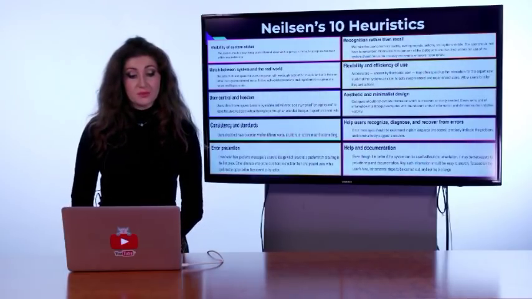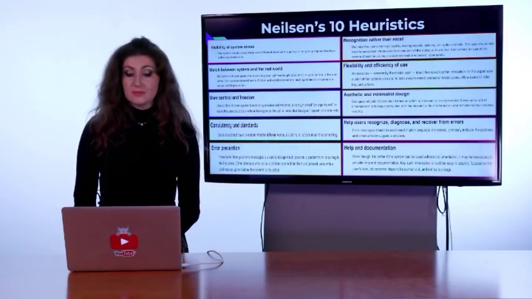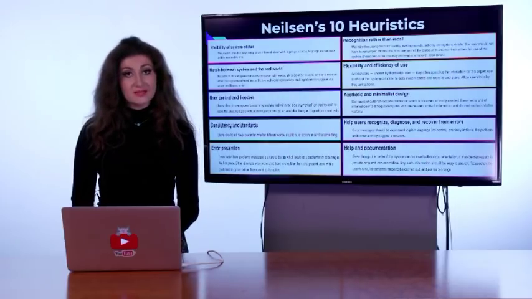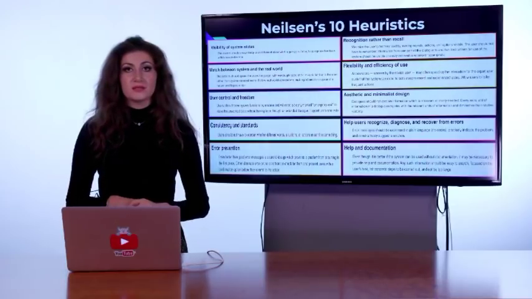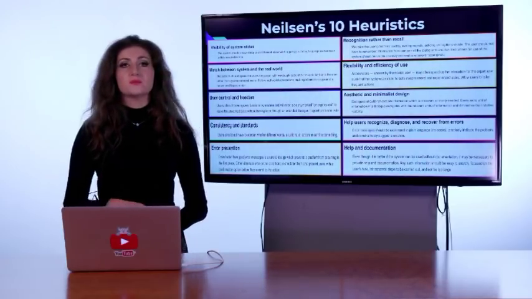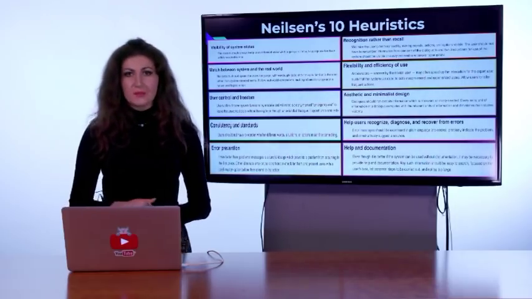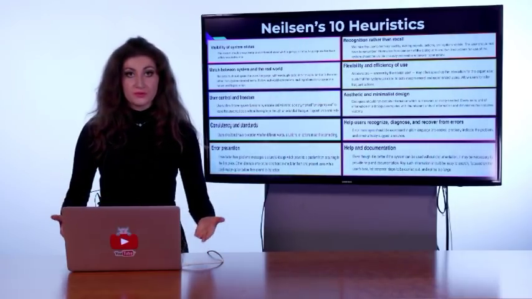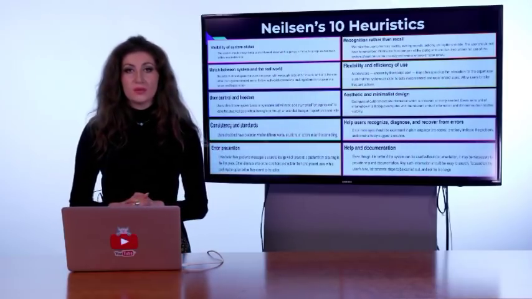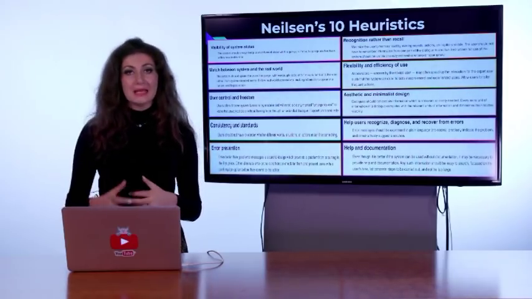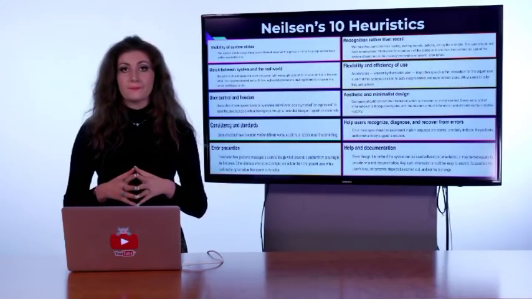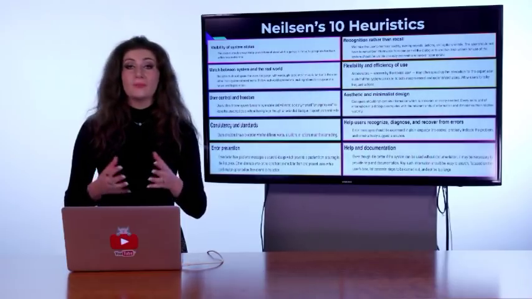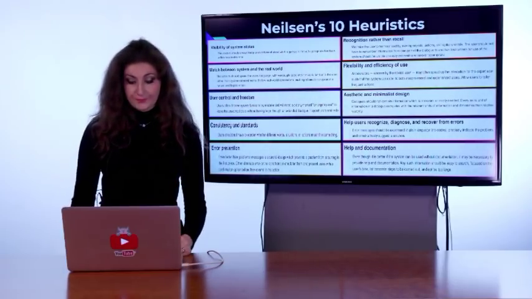The second one, match between system and the real world. The system should speak the user's language with words, phrases, and concepts similar to the user, rather than system-oriented terms. So in the world of technology, designers tend to fixate on particular terminology. Sometimes we use acronyms that may not be understandable to a user outside of this domain. So we want to make sure that any labels, any titles, anything that is descriptive doesn't use words that are not layman's terms and would not be understood by someone who is not an expert user.